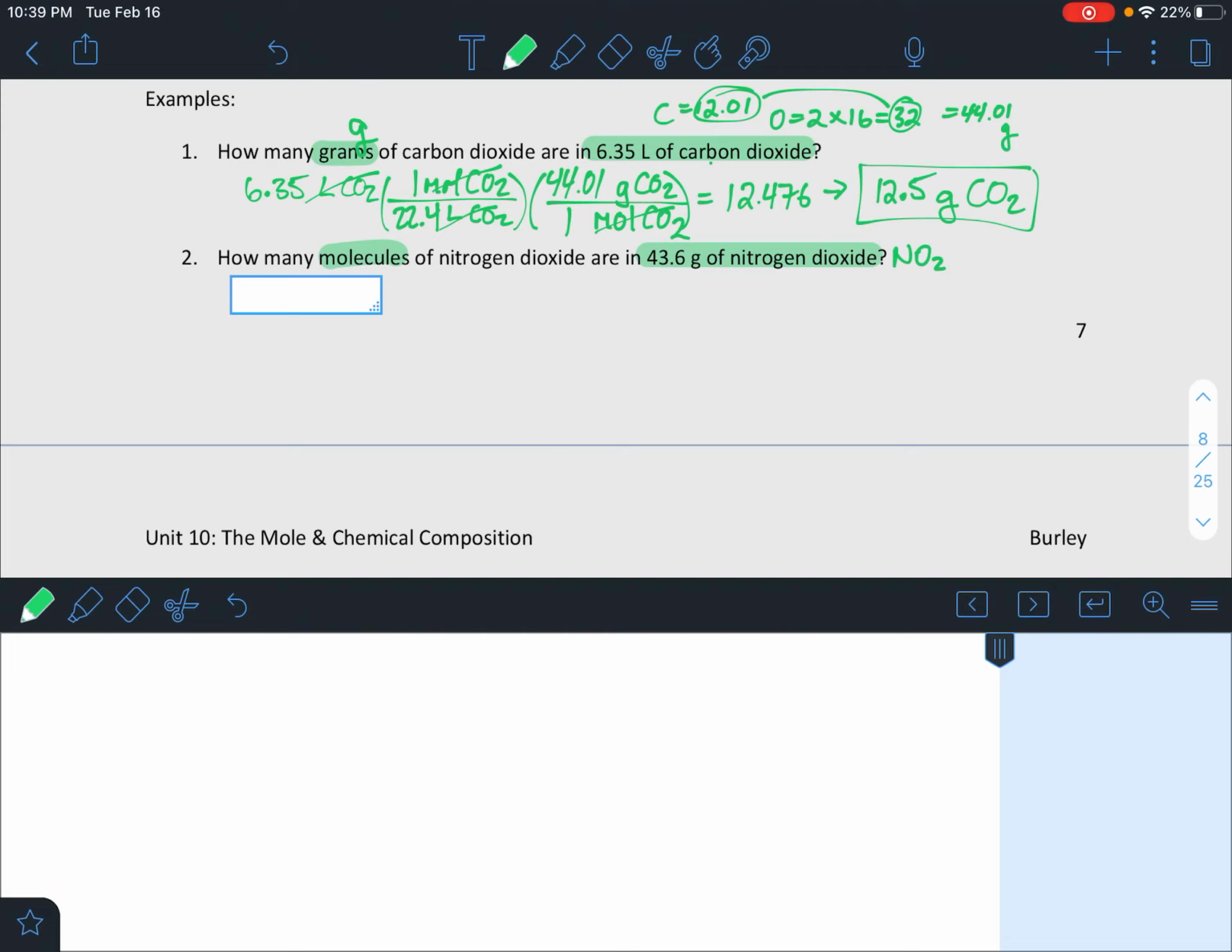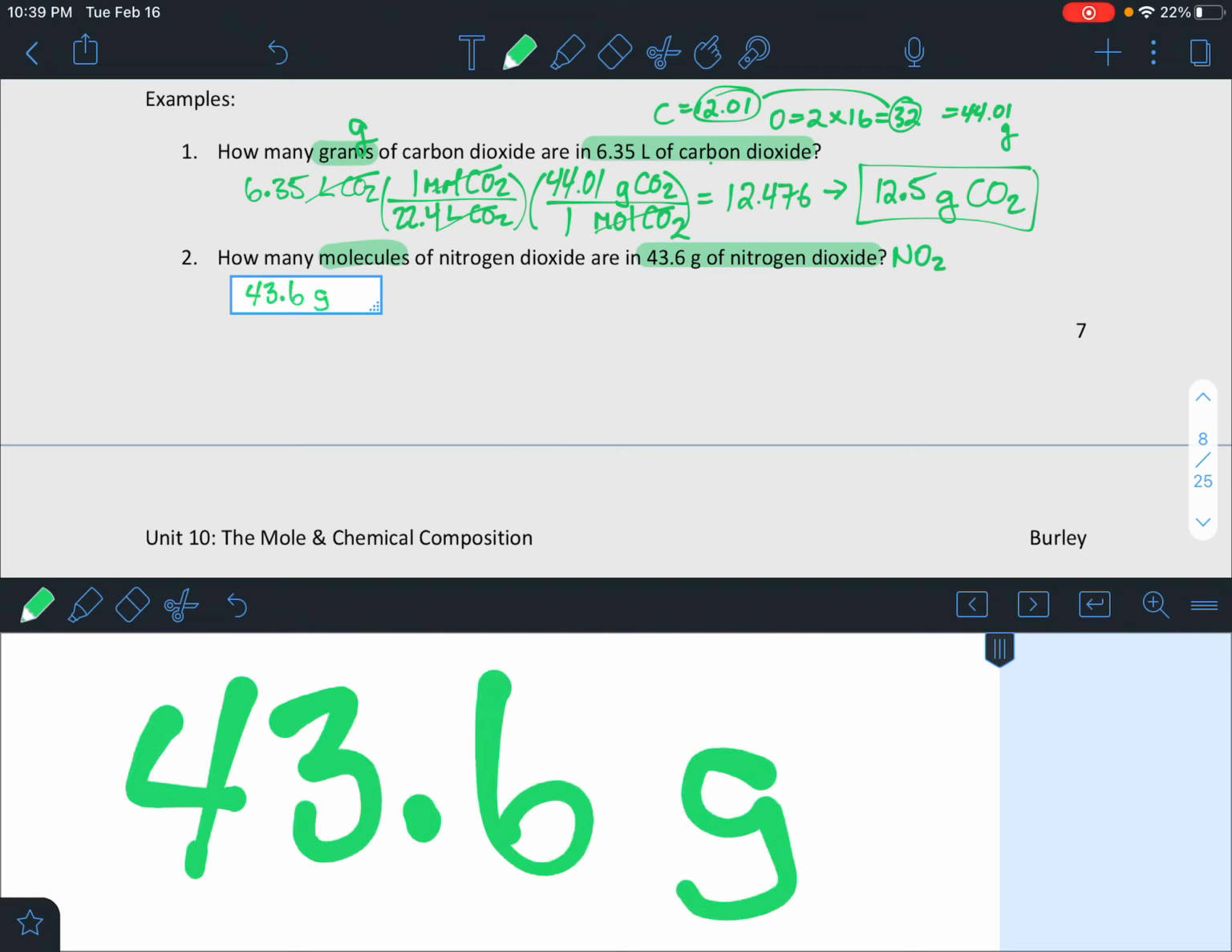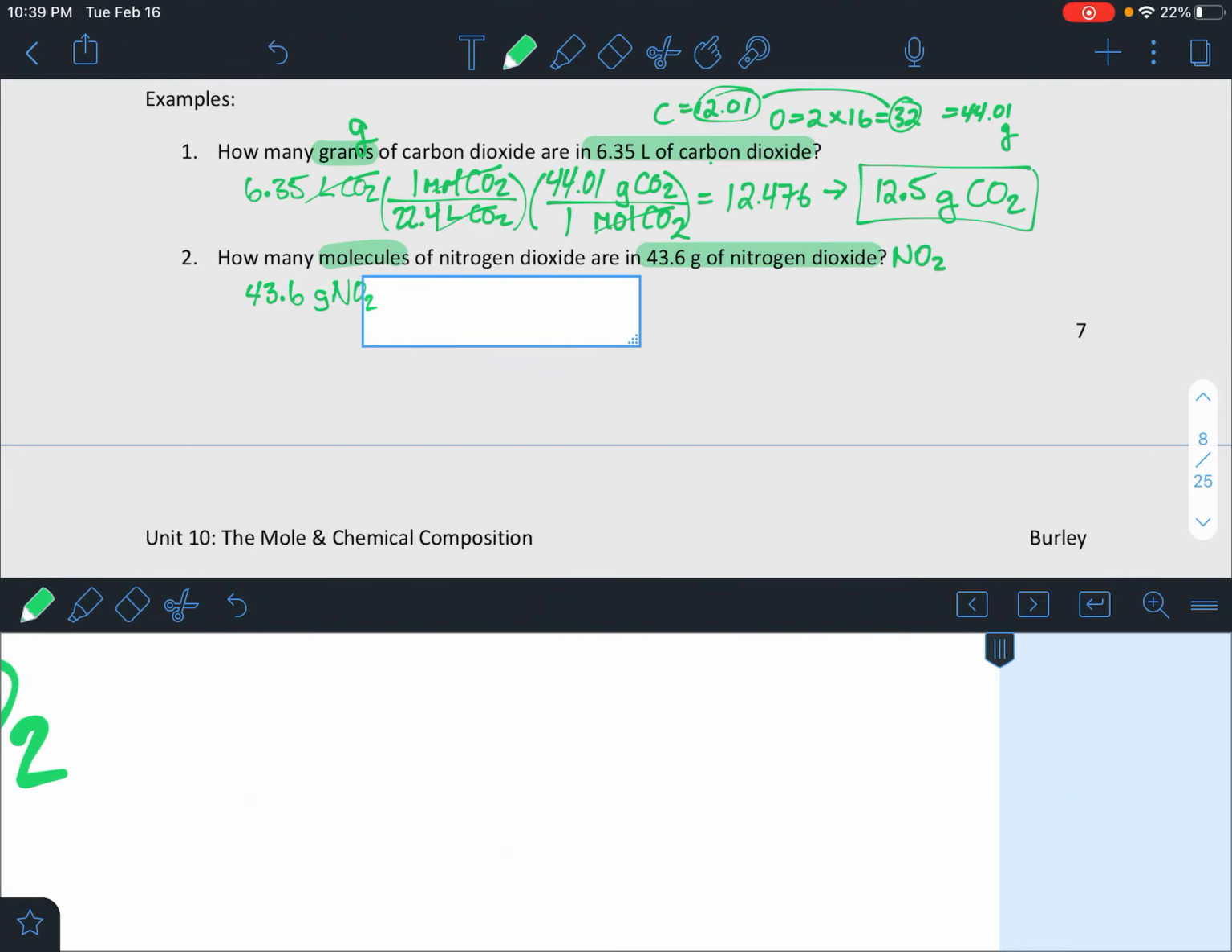So we first start off by writing our given. So we have 43.6 grams of nitrogen dioxide, which is NO2. Build your conversion factor. And I'm going to do this one a little bit different. I'm going to plug all my units in and then go back and plug my numbers in.